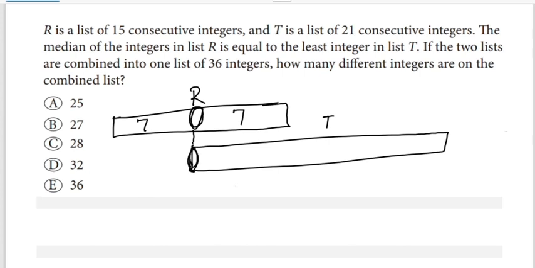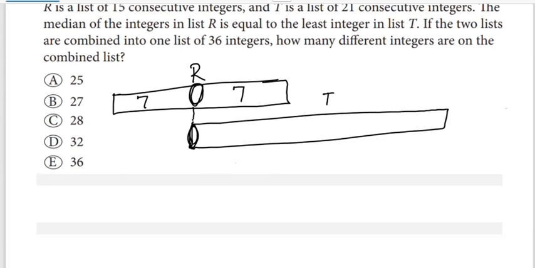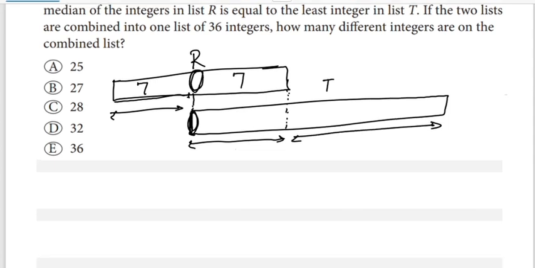So if the two lists are combined into one list of 36 integers, how many different integers are on the combined list? So we're looking for different integers, and because these are all consecutive, that means from here to this point they are all going to be the same, right? And so the different numbers will be whatever we have from here to here, and whatever we have from here to this point. They are double but just different, and then here to here, right? So this has 7 different numbers.